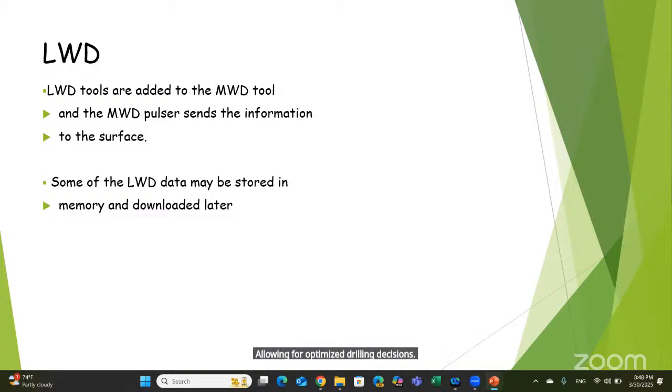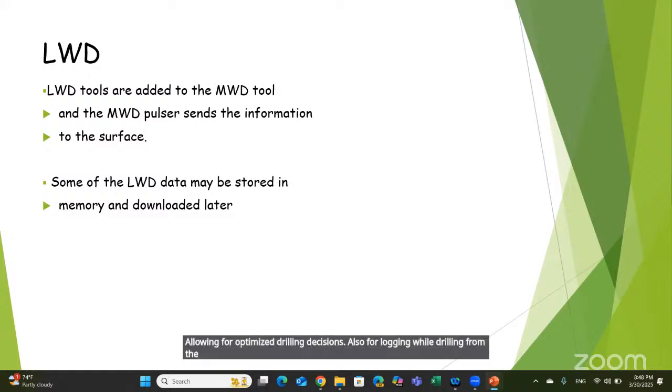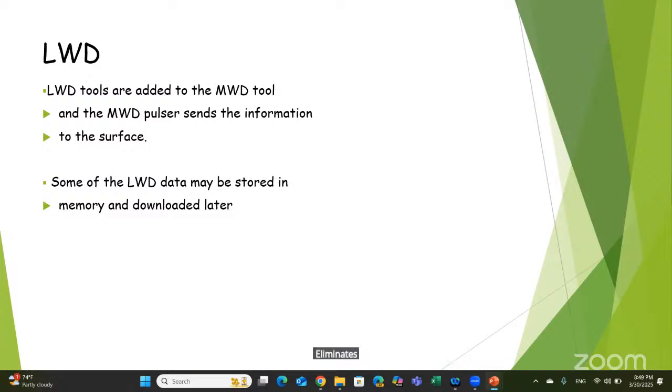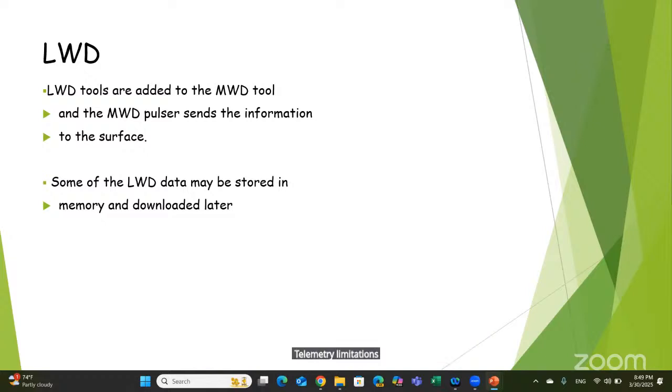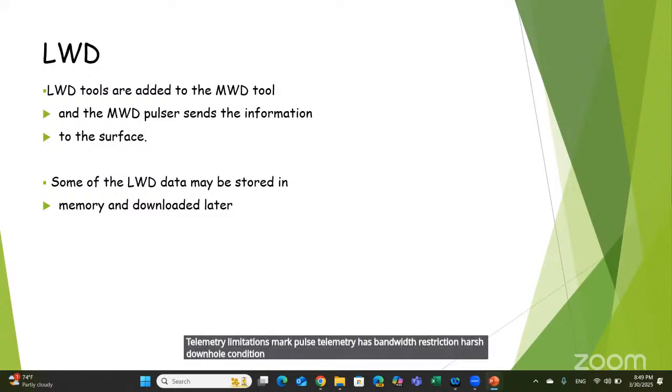From the advantages of logging while drilling, there is real-time formation evaluation, reduced wellbore instability risks, improved reservoir understanding, enhanced hydrocarbon recovery, and it eliminates the need for wireline logging, saving rig time and cost. For the challenges or limitations of logging while drilling, there is high cost, being more expensive than wireline logging, and telemetry limitations. Mud pulse telemetry has bandwidth restrictions, and harsh downhole conditions, such as high temperature and pressure, affect sensor performance.